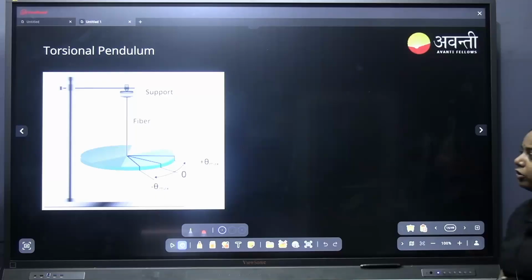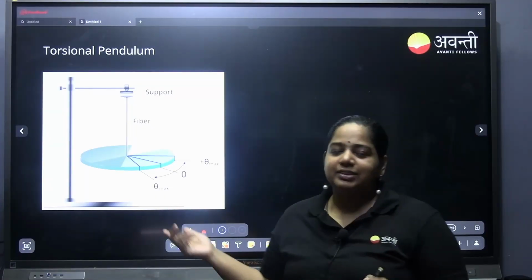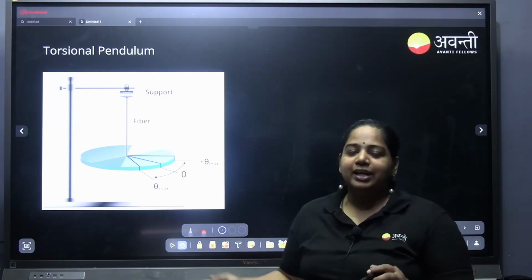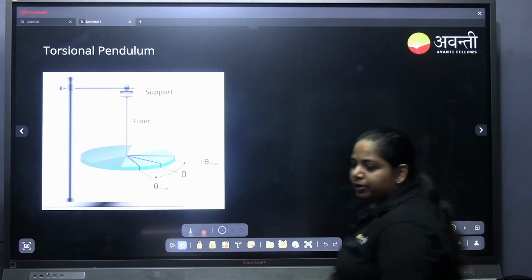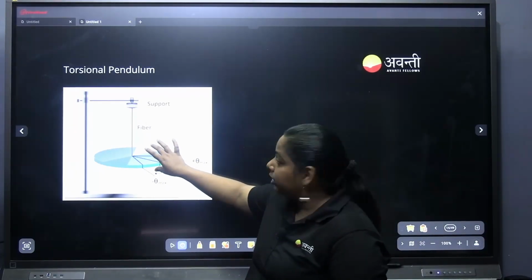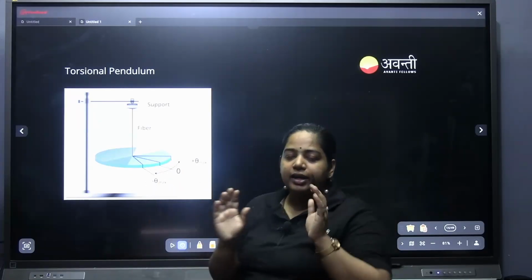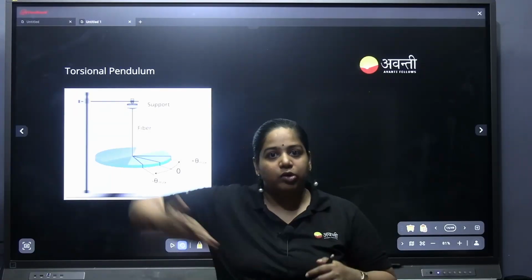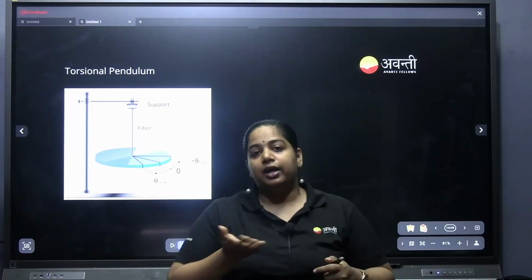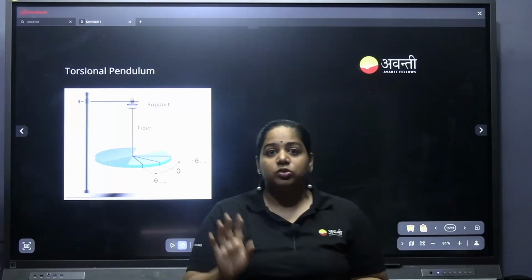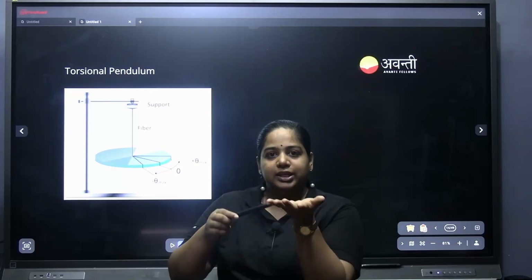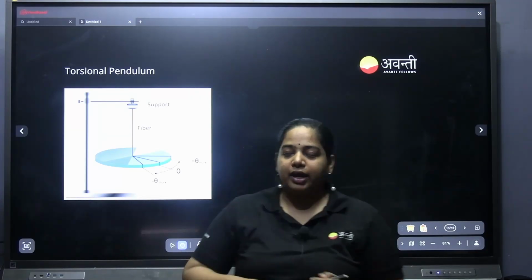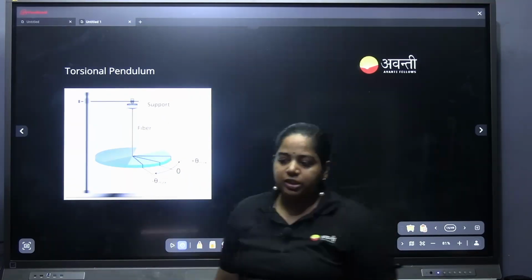Coming to the next one, the torsional pendulum. Chances of getting a question from this are very low. You won't be getting it most of the time, but still I am covering it. Torsional pendulum, I don't know if you can see the figure or not. It is like a CD. If you take a CD and it is rotating, not oscillating linearly, it is rotating, that kind of oscillation is called torsional oscillation. So the CD is there, we slightly rotate it, so it will oscillate like this. That kind of oscillation is called a torsional pendulum.